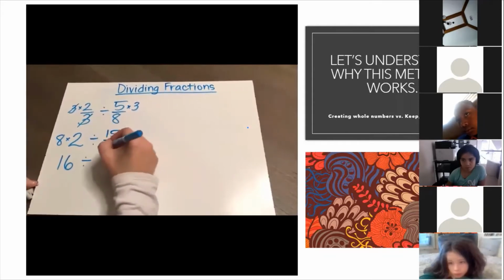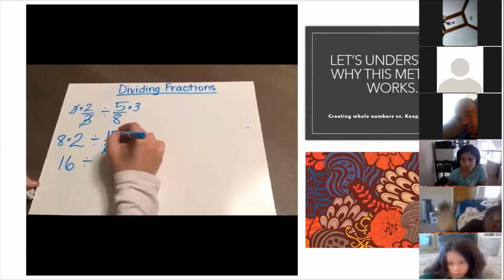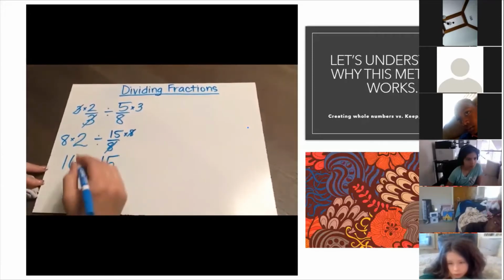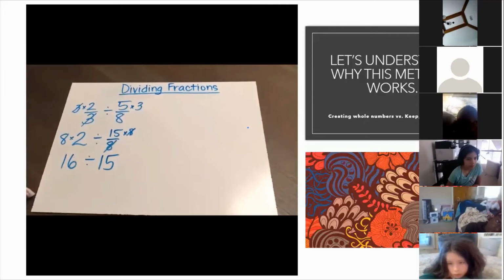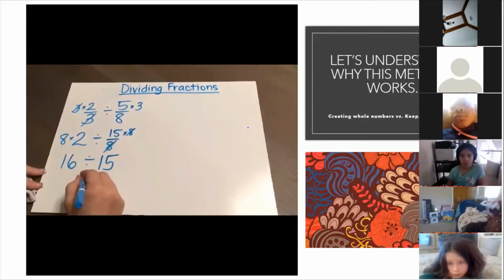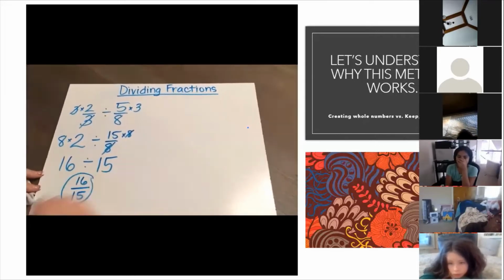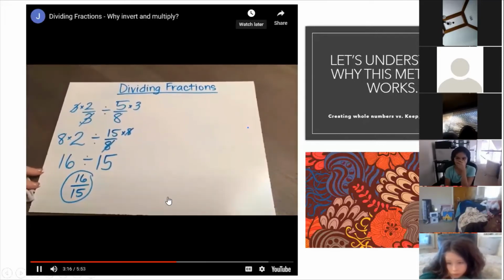Divided by, and then we have 8 over 8 equals 1 to simplify, which gives us 15 times 1, a whole number. So now we have 16 divided by 15 as our entire problem, which can be written in fraction form, 16 divided by 15. And that's our answer, unless we choose to make a mixed number out of that.